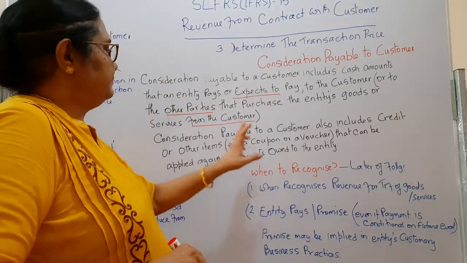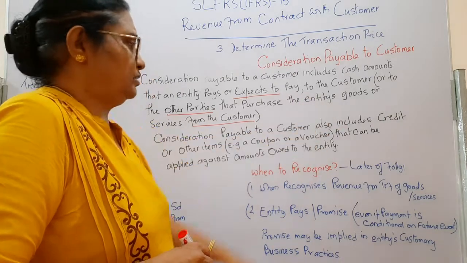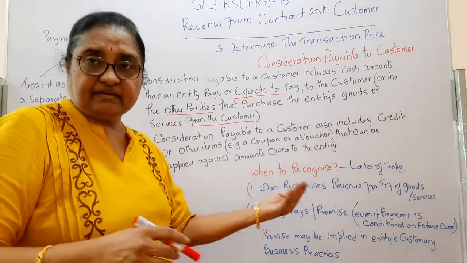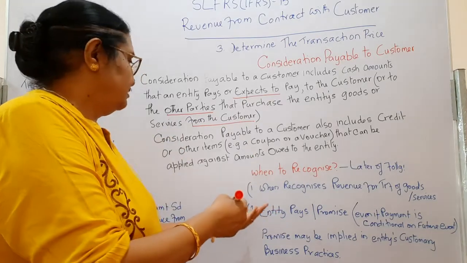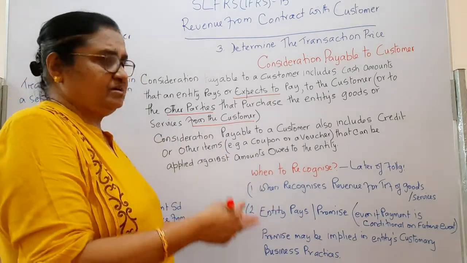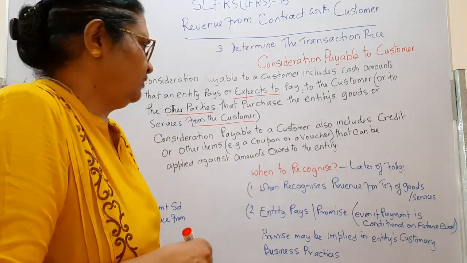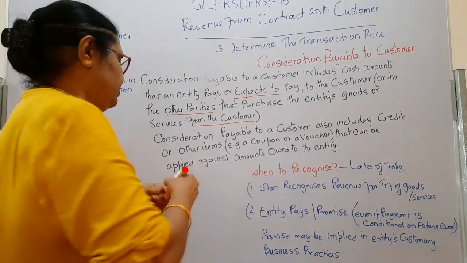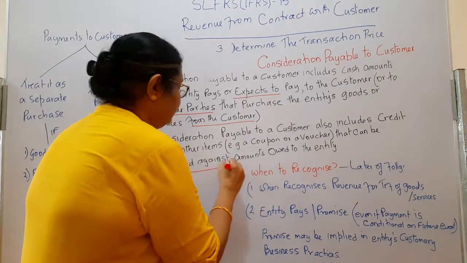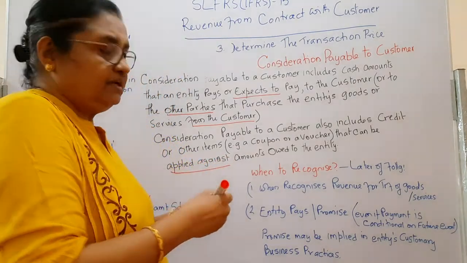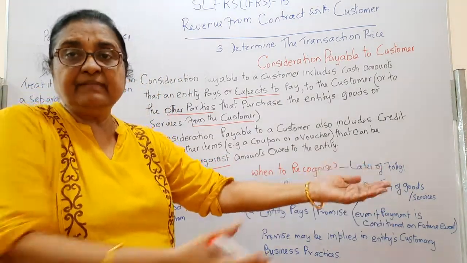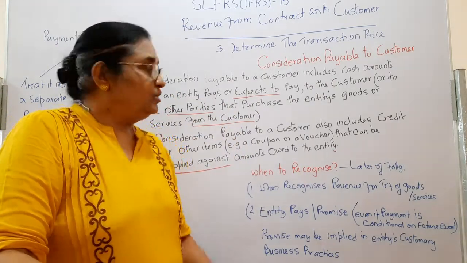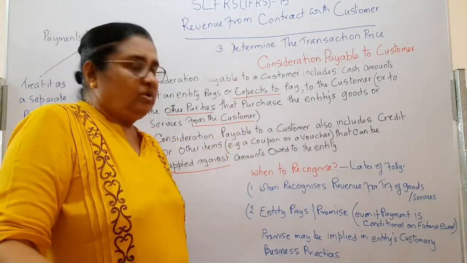The consideration payable to a customer also includes credit or other items. You can give some refunds, or a coupon or voucher, or so many options that can be applied against the payment to the entity. If it is a coupon or voucher, it is applied against the payment to the entity. So this is the payment.